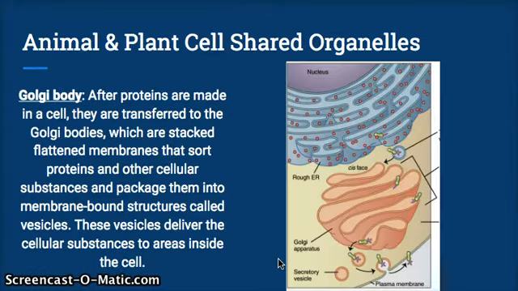So after the proteins are made, after the ribosomes make those proteins, they are transferred to the organelle Golgi bodies. And these are also stacked flattened membranes, but don't get them confused with ER because they have a different function. They sort through the proteins that were just made and they package them up in membrane-bound structures called vesicles. And the vesicles deliver the cellular substances, the proteins, to areas inside the cell. So here is the Golgi body. It's also sometimes called the Golgi apparatus.